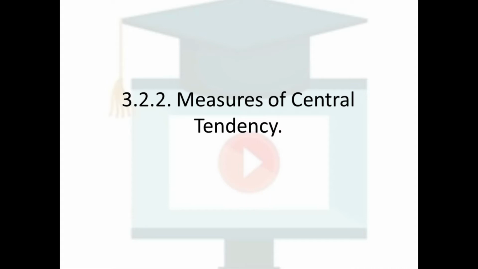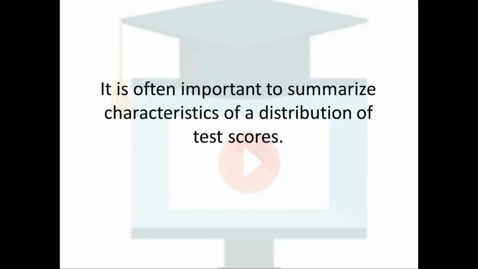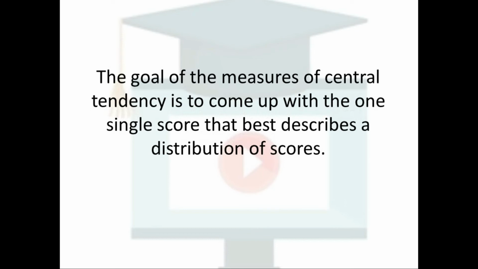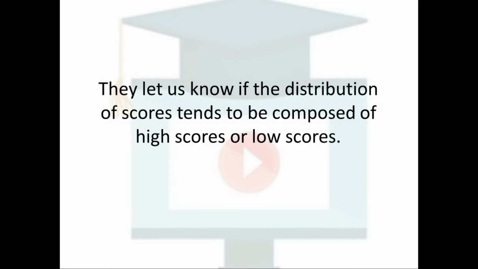3.2.2 Measures of central tendency. It is often important to summarize characteristics of a distribution of test scores. One characteristic of particular interest is a measure of central tendency. The goal of the measures of central tendency is to come up with the one single score that best describes a distribution of scores. They let us know if the distribution of scores tends to be composed of high scores or low scores.